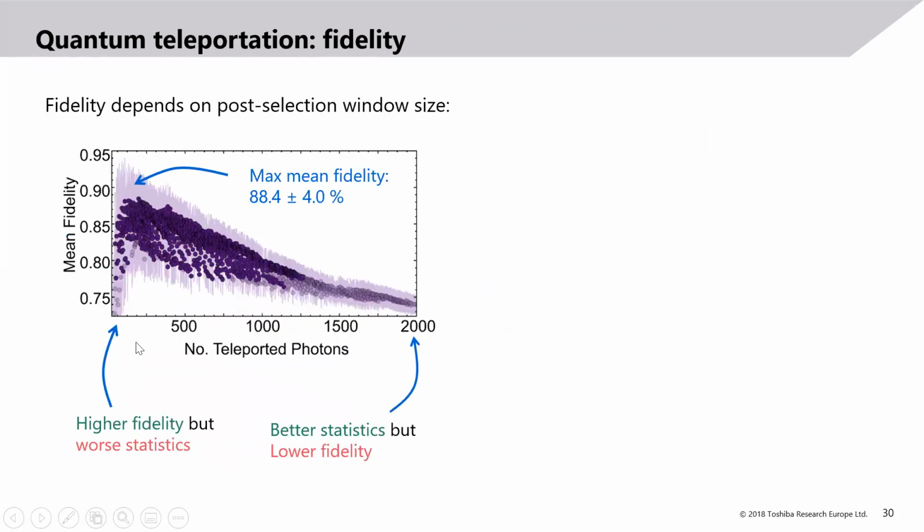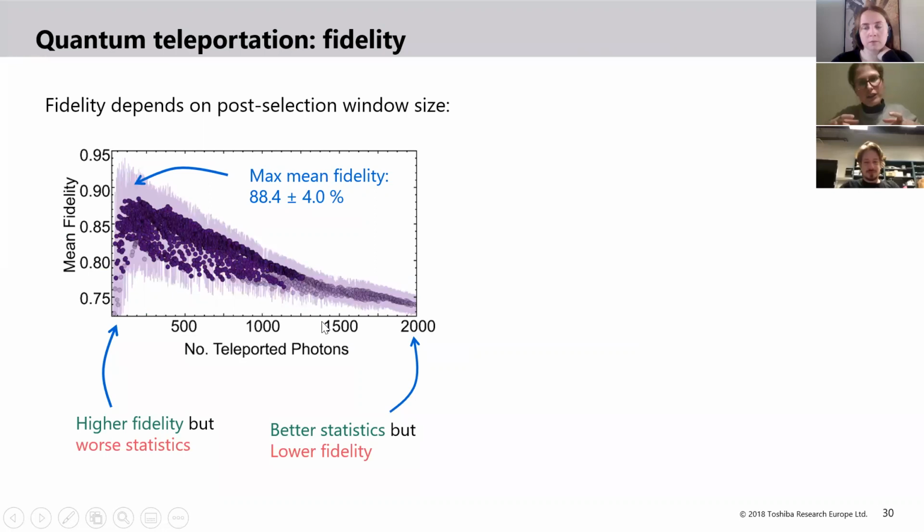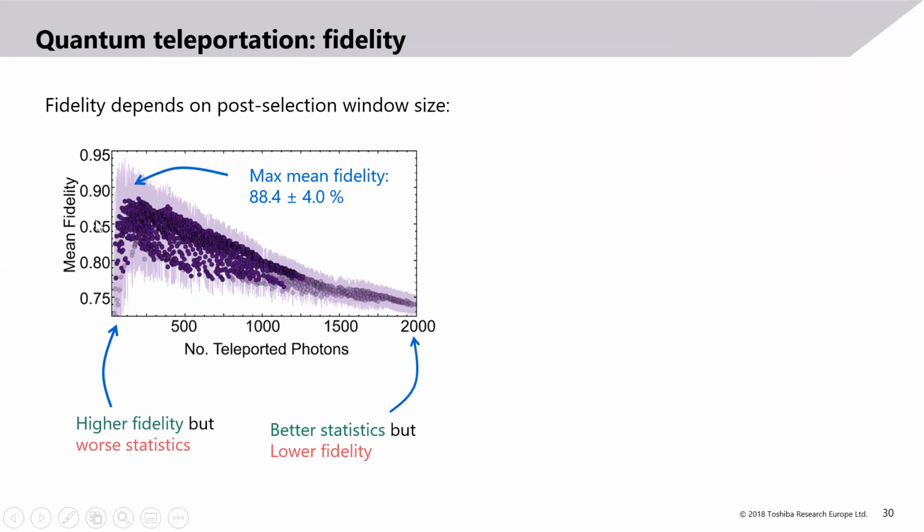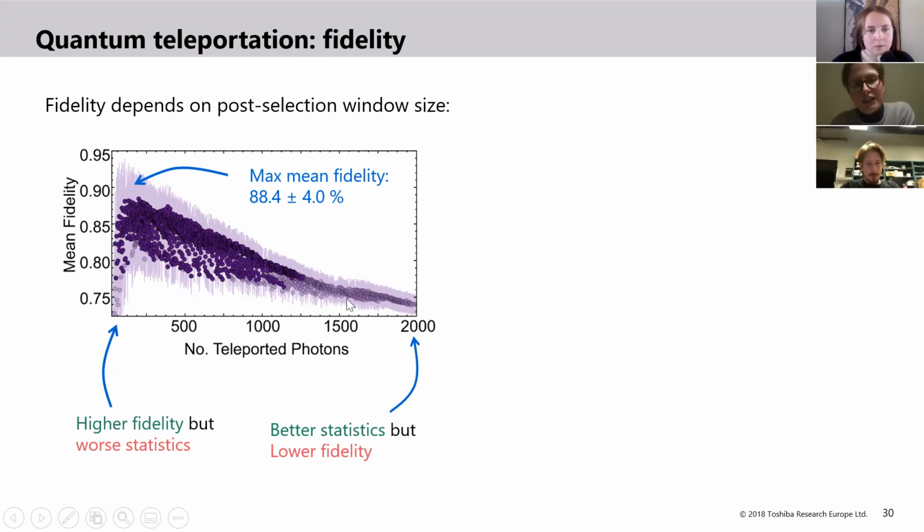This shows you, as a function of the number of teleported photons, which simply means how big the window is that we zoom in around that peak, that if we make the window very small, we get very high fidelities but worse statistics, so we get large error bars. Versus if we make the window bigger, fidelity drops, but the error bars also get smaller.